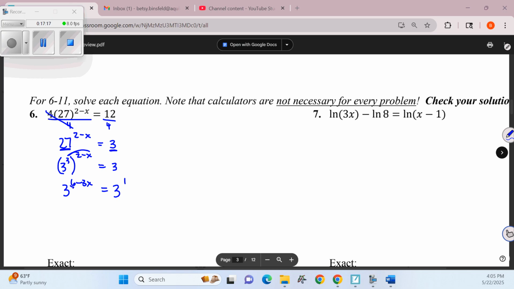That can only happen if those exponents are equal. So what we're actually solving is 6 minus 3x is equal to 1. Subtract your 6 over. So negative 3x is equal to negative 5, or x is equal to positive 5/3 when we divide by negative 3.